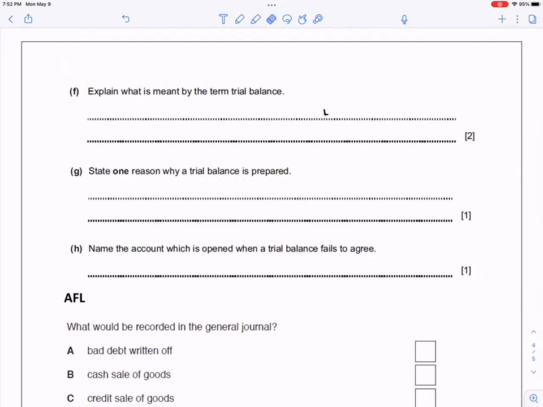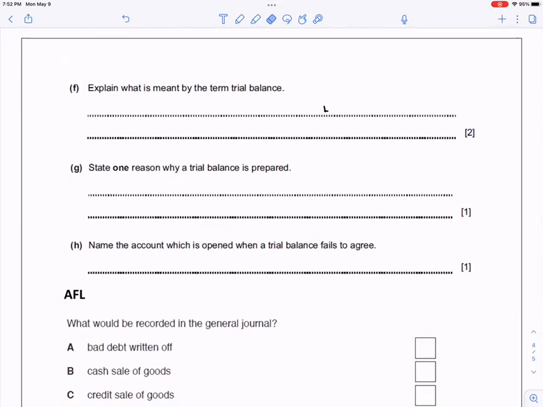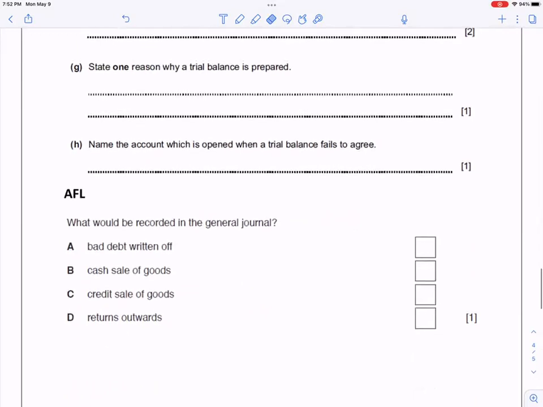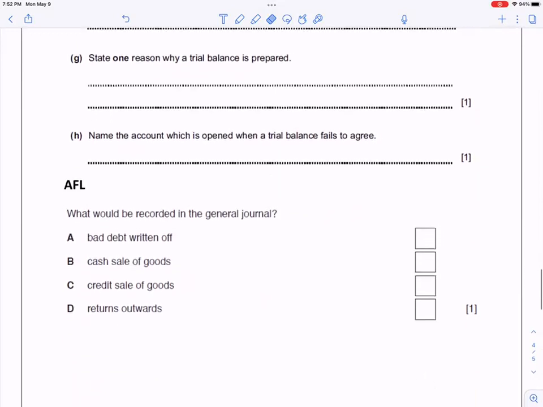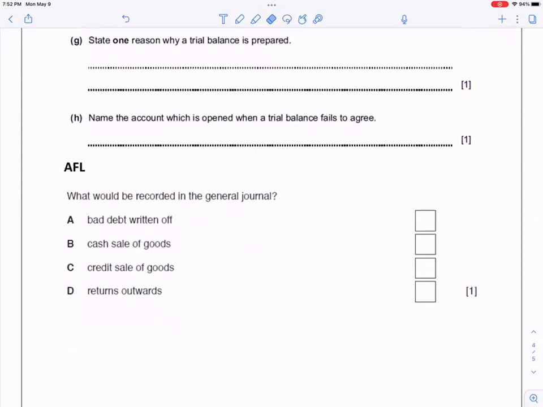Why is a trial balance prepared? I made you all learn this two times. To check the arithmetical accuracy of the double entry bookkeeping system.